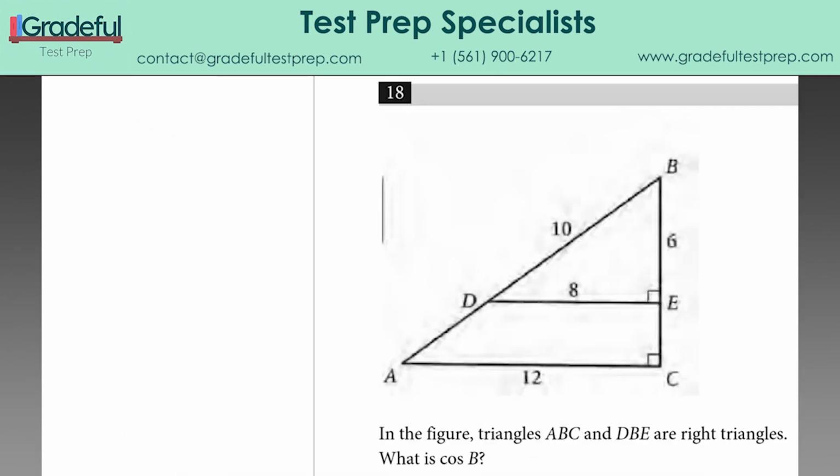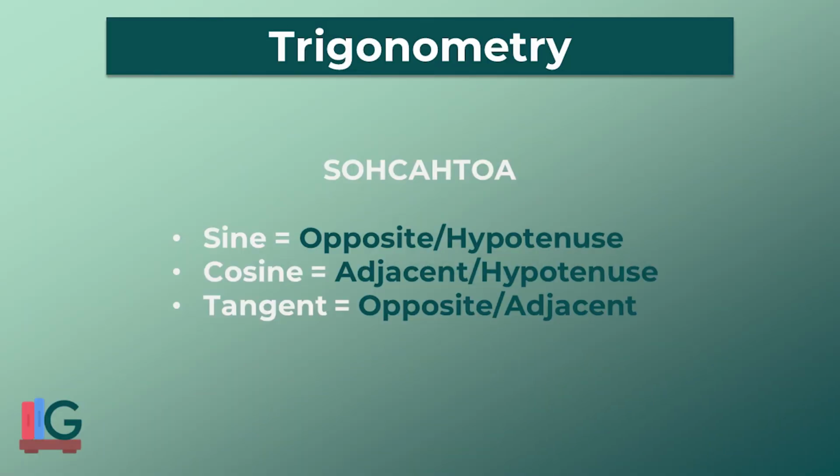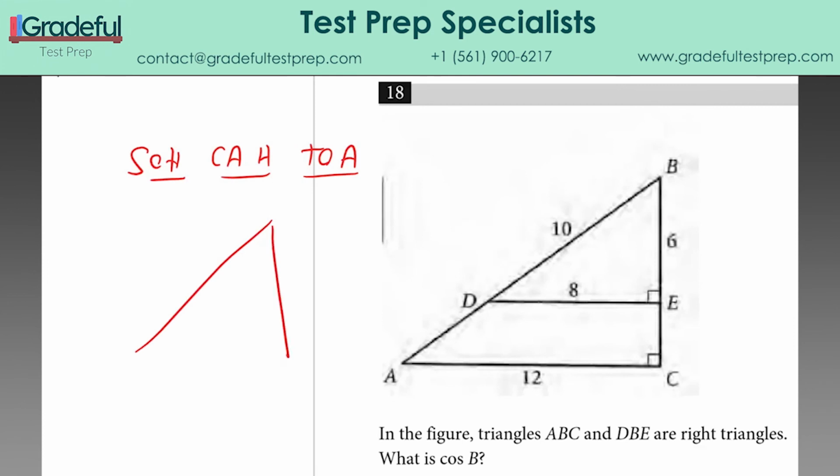Question 18 is asking us about right triangle trigonometry. So if you're not sharp on SOHCAHTOA, then you want to get yourself sharp on that as soon as possible. That's the idea that sine is the opposite over the hypotenuse, cosine is adjacent over hypotenuse, and tan is opposite over adjacent. And the way it works is, if you have a right triangle, the angle that you're working from is what we call theta.